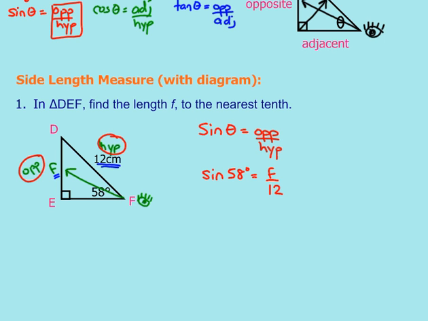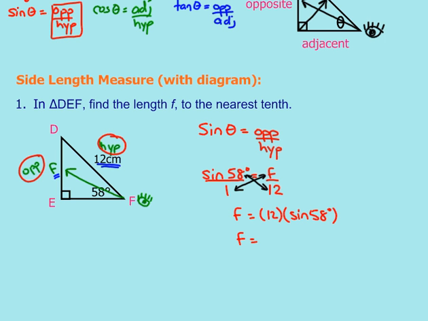Okay, so your goal is to find little f, and this is how you do it. There is an invisible 1 underneath this sine 58 degrees, and that's because it's a whole number. Now that we have two fractions and they equal each other, let's cross multiply. Okay, so f times 1 is just f. You have 12 times sine 58 degrees. Okay, and you just punch it all into your calculator.